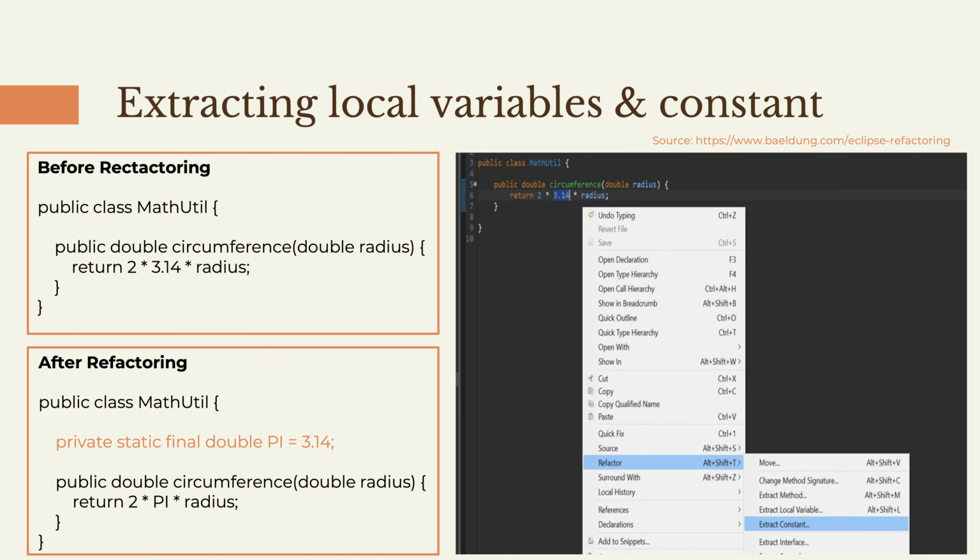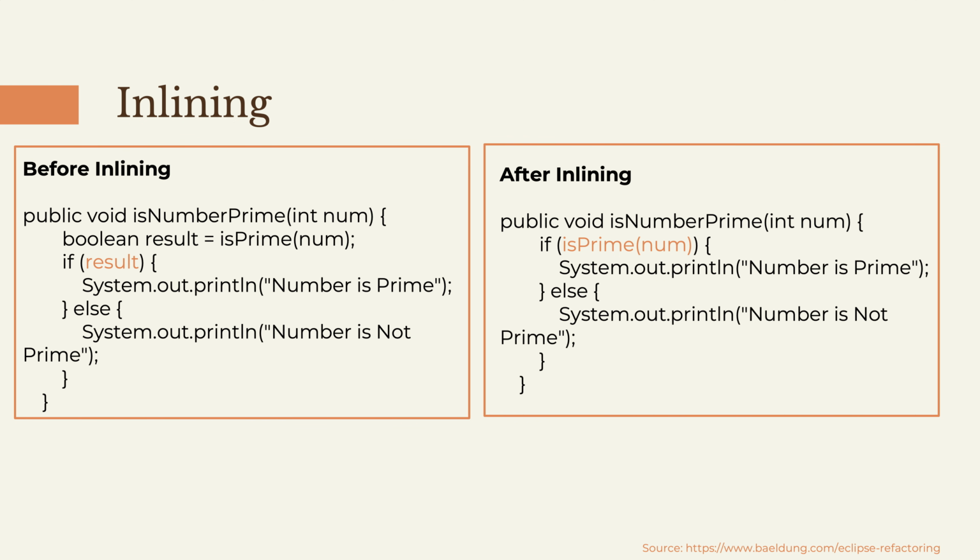To make the code more readable, we can extract certain items as local variables and constants. For example, in the figure, we can extract 3.14 as a constant and name it pi. A local variable used just once should be inlined. Consider the result local variable in the code on the left. It is used just once in an if condition. Inlining gets rid of the function calling overhead and the push-pop overhead on the stack.